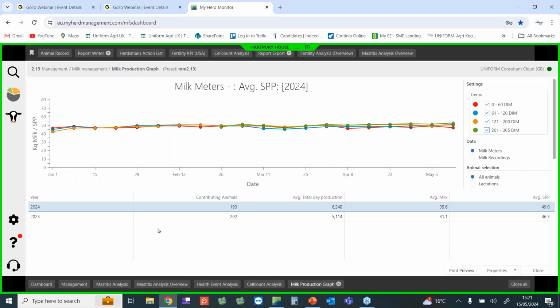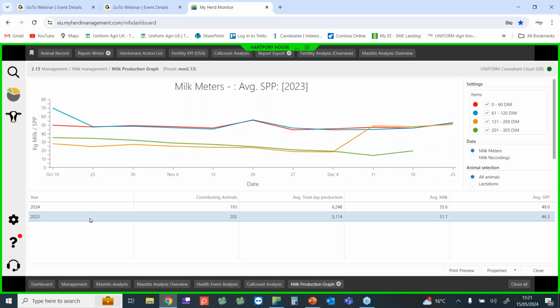If I look at 2023, you'll see we have quite a difference between the cows at 0 to 60 days and the cows in slightly older lactation. So this can be a very good visual guide if there is an issue on the farm, where we can look at it and monitor it. And again, as a help desk, if we get questions from the farmer or from the advisors, we're really happy to log in and just help you with that.